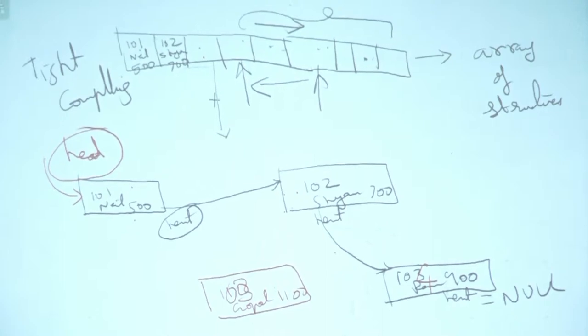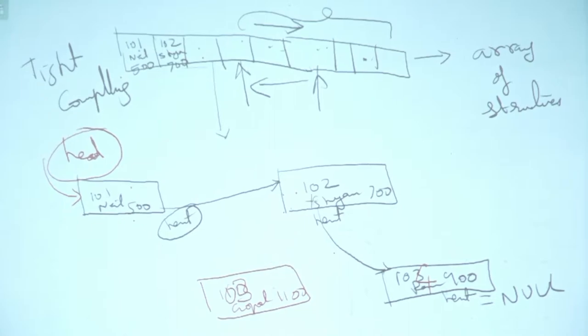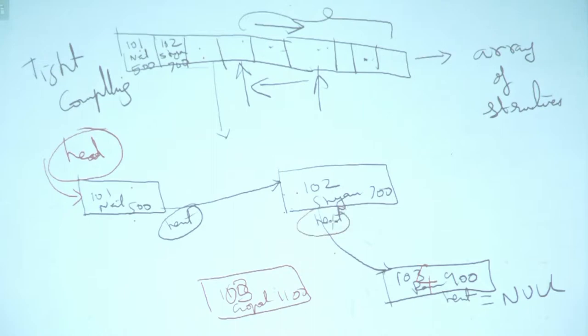Now, in case of an array, if I have to put a guy in between, I have to push a lot of guys ahead, and that is slow. Here, if this guy has to come in between, it's a very simple operation. What do I have to do? The previous guy's next has to be altered to point here, and this guy's next has to point to the previous guy's next, correct? This is the previous guy.